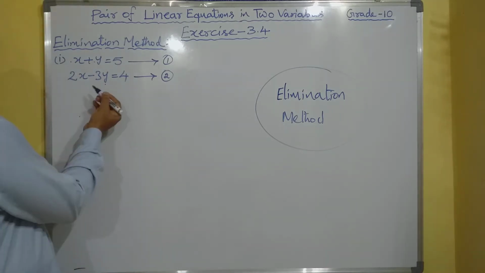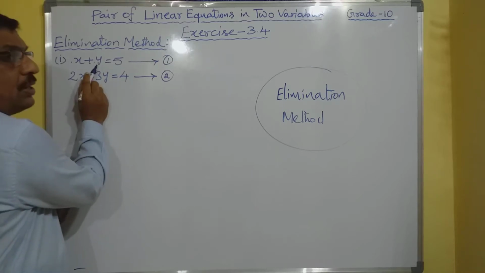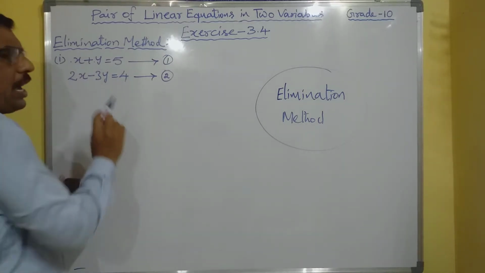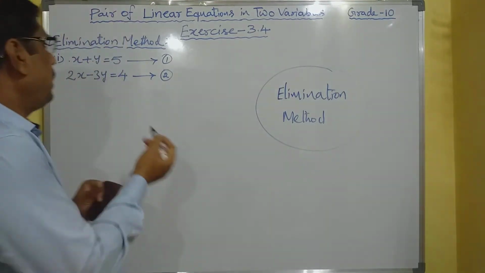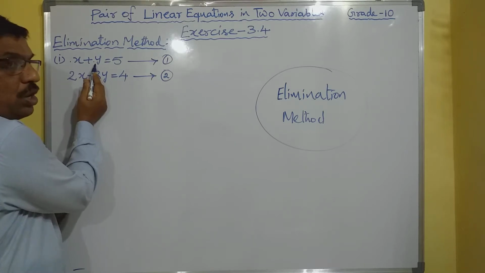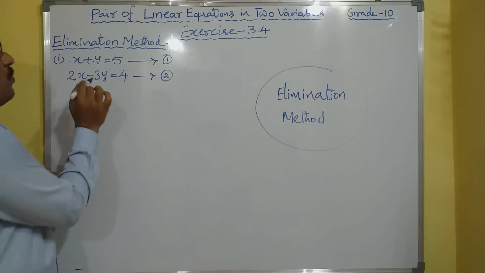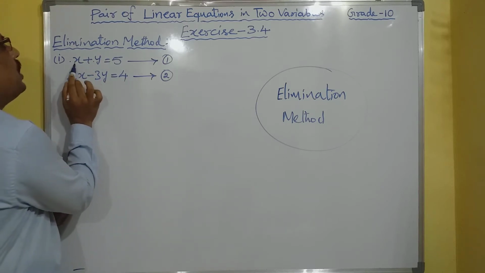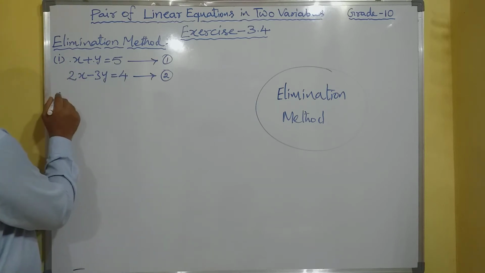How? What are the y coefficients? Here minus 3, here 1. So actually, for the numerical value without the symbol, let us try to get 3. Here there is 3. So let us try to get 3 for the coefficient of y in the first equation. For that, what do we need to do? If we want to get 3 in this place, we need to multiply the whole equation by 3.